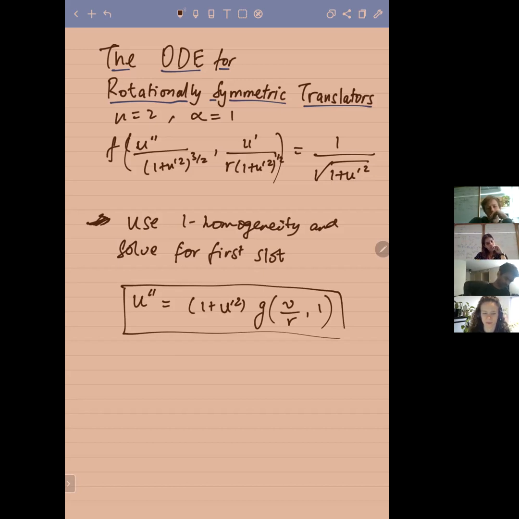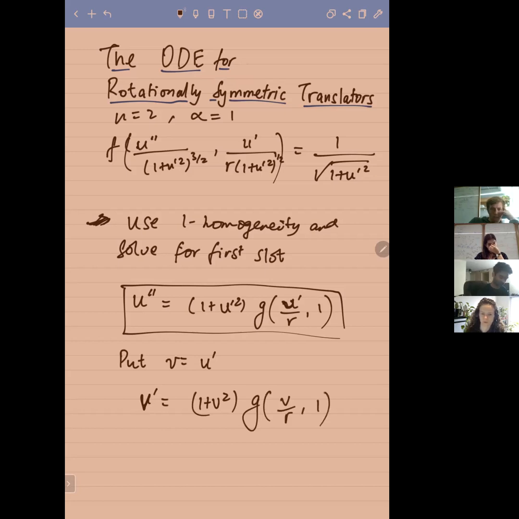So in fact, you can do a little more, because, sorry, this is supposed to be u prime. I haven't introduced v yet. So you put v equals u prime, because that's the lowest order derivative that shows up. You can actually turn it into a first order ODE. So v prime equals 1 plus v squared times g of v of r comma 1. Okay, so by solving this ODE and studying the asymptotics of this, you can actually infer all the things that I stated in the theorem.